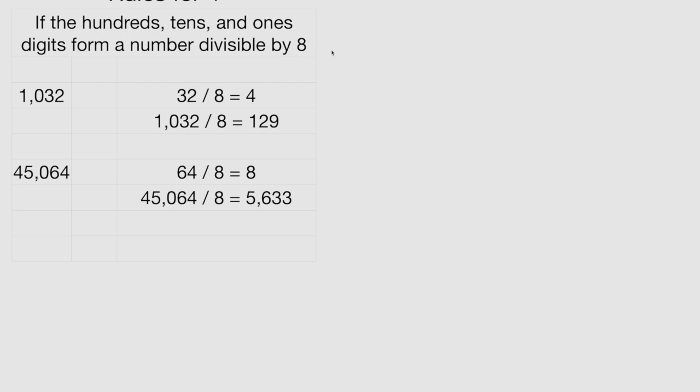Another interesting one is the rule for 8. The rule for 8 is if the hundreds digit, the tens digit, and the ones digit form a number that is divisible by 8, then the entire number is divisible by 8. So 032, well, the 32 is divisible by 8, that's 4. And so 1032 divided by 8 equals 129, divisible by 8. This is really a kind of a cool thing.